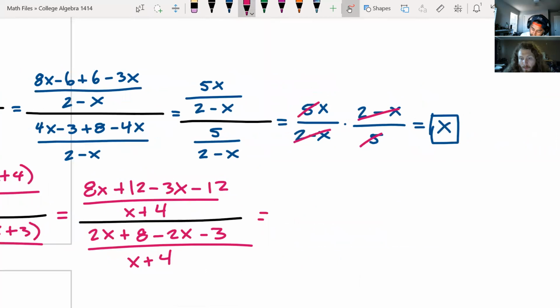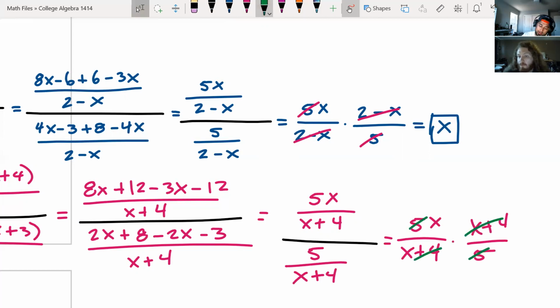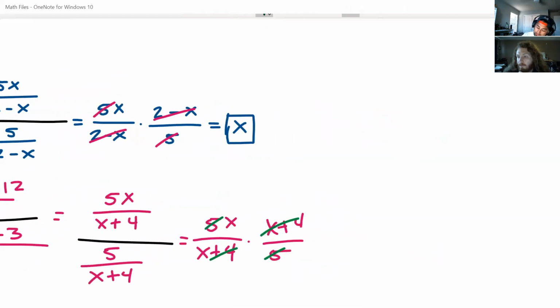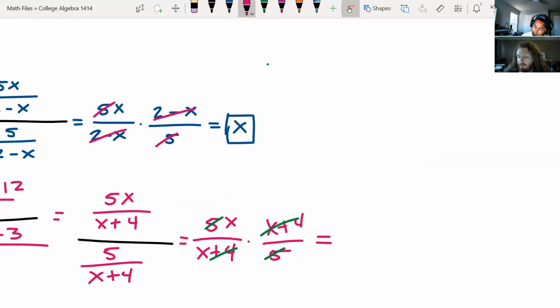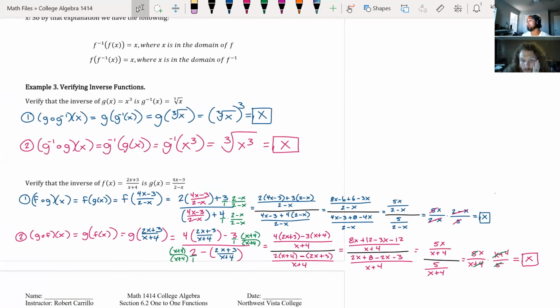And we get 5x over x plus 4 over 5 over x plus 4. And once again, reciprocate. And look what we have. Cancel, cancel, cancel, cancel. And this has definitely proven that F and G are true inverses of each other.